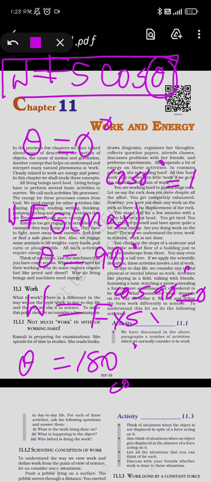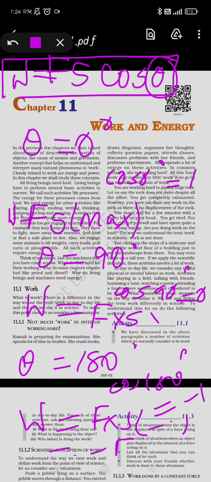At that time the value of cos 180 is taken as -1, which means work done, that is F into S into -1, is given as -FS. So this work is said to be negative work done. This is what negative work done is.